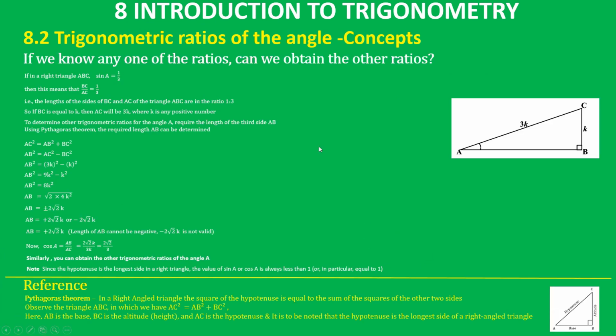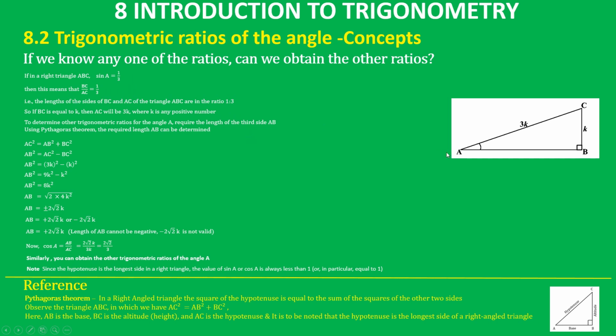Suppose we know any one of the ratios, can we obtain the other ratios? That we have to see. If you know one trigonometric ratio, can we obtain the other ratios? We'll see that. Now consider this triangle ABC, and it is given that sine A is equal to 1 by 3.